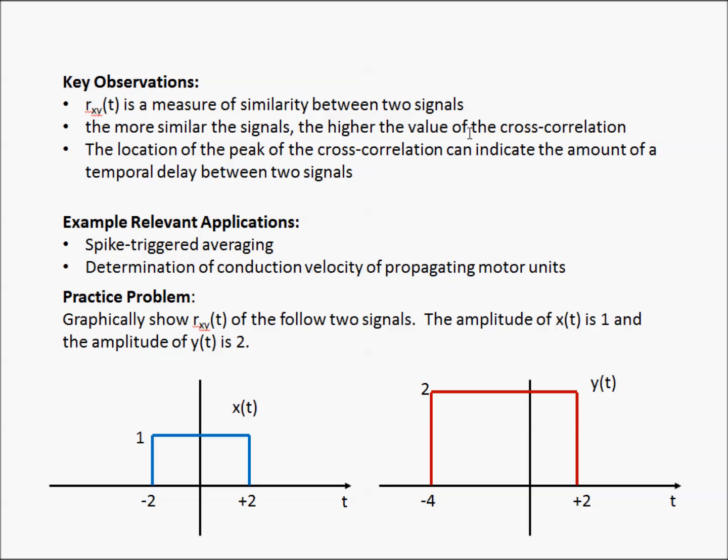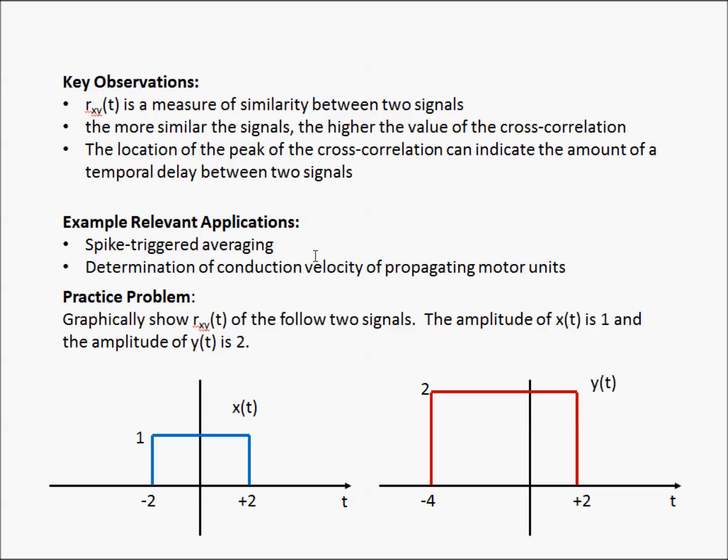And the first one we're going to be looking at is spike-triggered averaging. So how we can use cross-correlation to automatically average a motor unit action potential to get a really clear picture of the shape of it. And this can be important in diagnosing different neuromuscular diseases, for example.